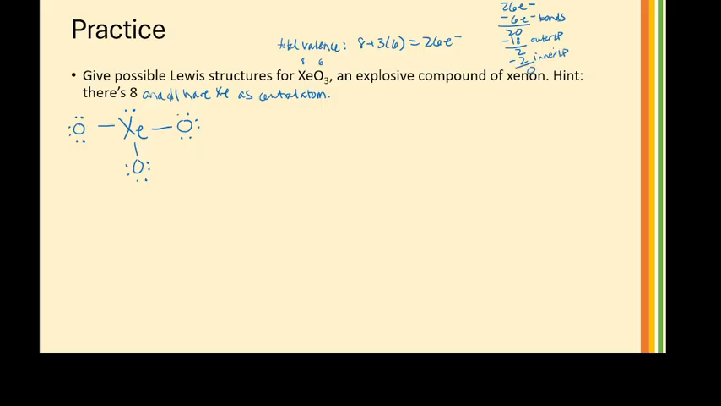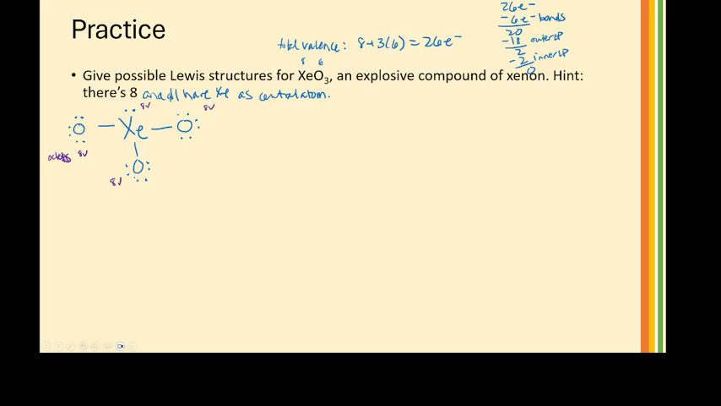And I've used them all up, so double checking. Get that laser pointer out. This is starting to get bigger. So we have 2, 4, 6, 8, 10, 12, 14, 16, 18, 20, 22, 24, 26. So I do have the correct total. Now let's check octets. For the xenon, 2, 4, 6, 8. 2, 4, 6, 8. 2, 4, 6, 8.